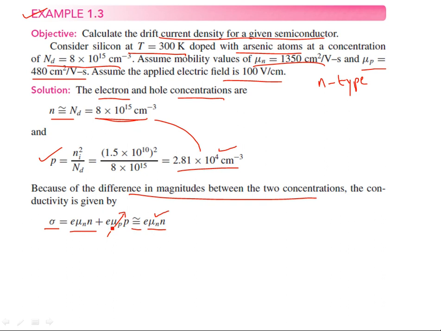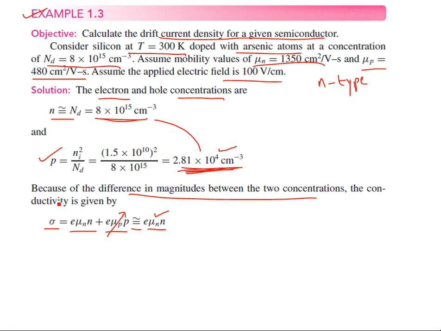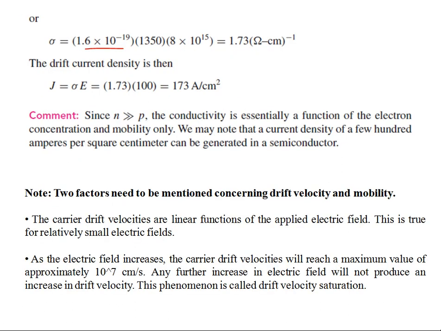Okay, so we don't need to even consider the holes, because of the very small concentration of holes in the N-type material. So just plug the values in to find the conductivity of the material: the mobility of the electrons, the charge, and the concentration, which is given as such. This gives the conductivity as 1.73 ohm centimeter inverse, and the drift current density is then evaluated from the linear relationship with the given electric field.